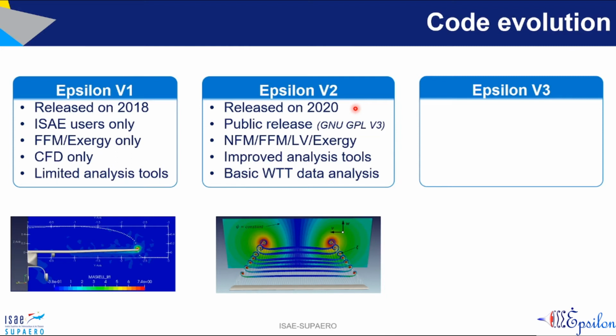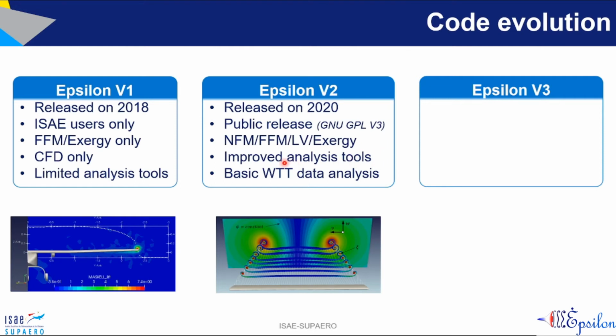You can actually download the conference paper in our website. It was released as an open source software, open to the public, and this time you can perform all the existing aerodynamic analysis methods at that time. I talk about the near field method, the far field method, lamb vector method, and the exergy method. And of course, all the analysis tools, for example, span-wise distribution of drag, lift, and so on, had been improved at the time. There were quite practical tools.